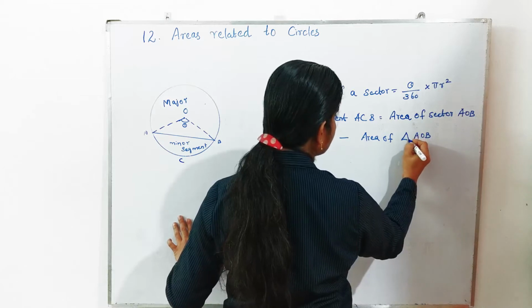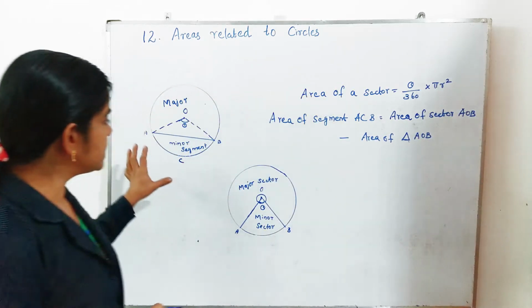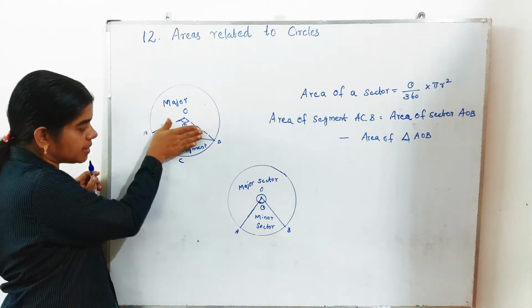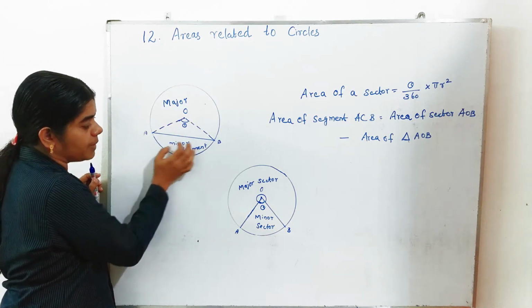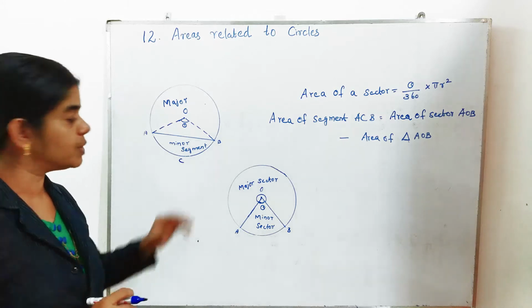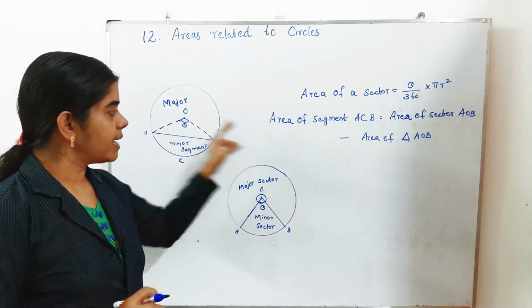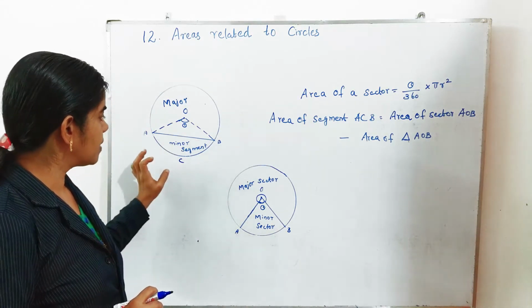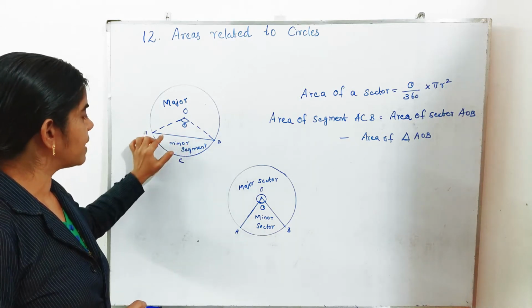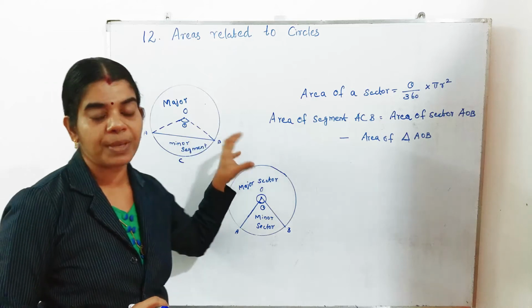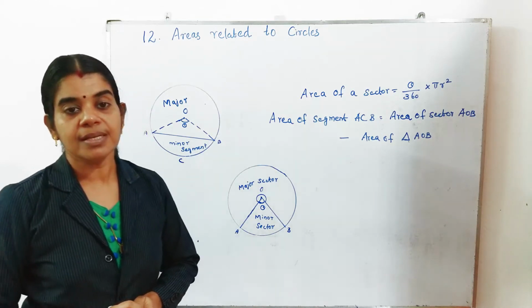Then segment has no special formula, but first we will find out the sector, means this full coming. Then we are subtracting the triangle AOB. Then you will get the area of this minor segment. Then area of the segment ACB equal to area of the sector minus area of the triangle AOB. You will get the area of the segment.